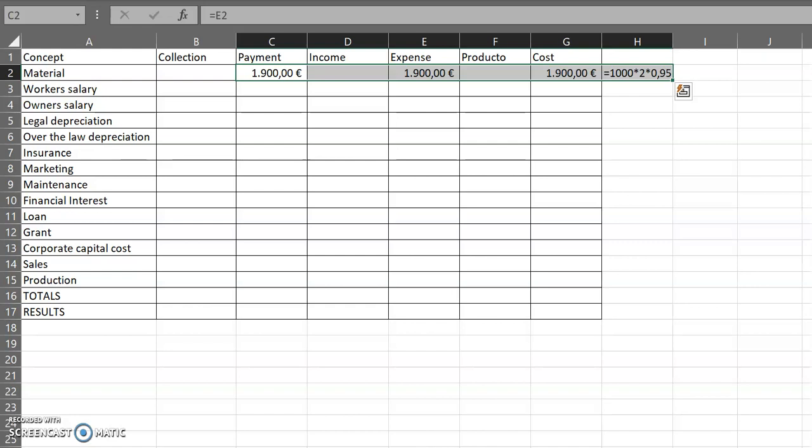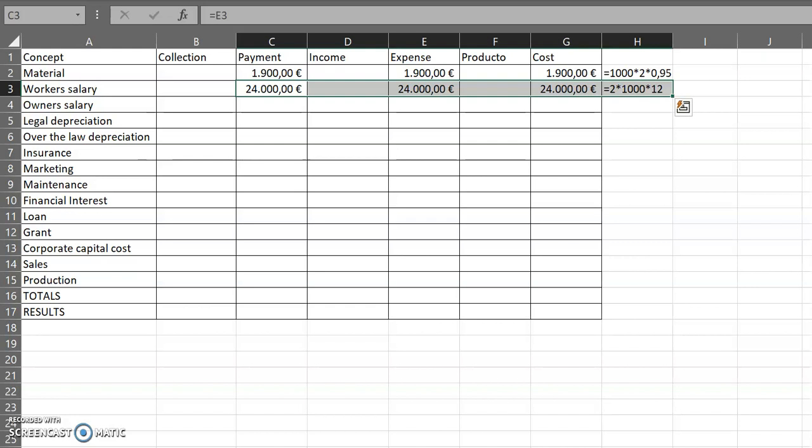Then we have information related to salaries and workers. So the company has 2 workers that they earn 1,000 per month in 14 payments prorated. 14 payments prorated means 12 payments. This is going to be a cost because it's related to production. It's going to be an expense because it belongs to the production department, and it's going to be a payment because you always have to pay your workers.